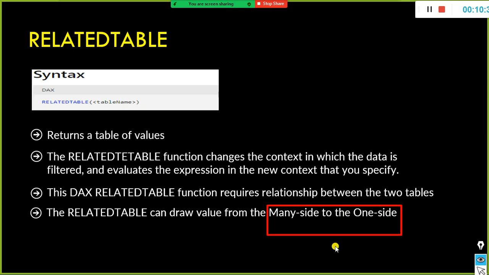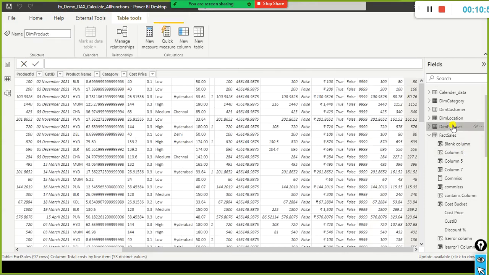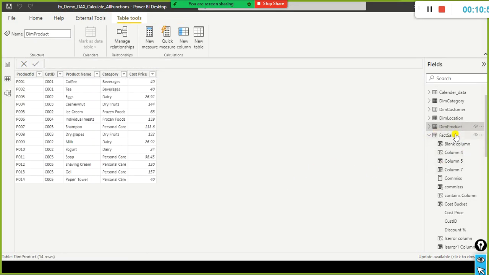So what I'm going to do is create a calculated column. To demonstrate this, I'm going to create a column using the product table. Product is the one side, and fact sales is the many side. For each product, I want to see how many sales we made, how many transactions happened. So for that I'm going to create a new calculated column.